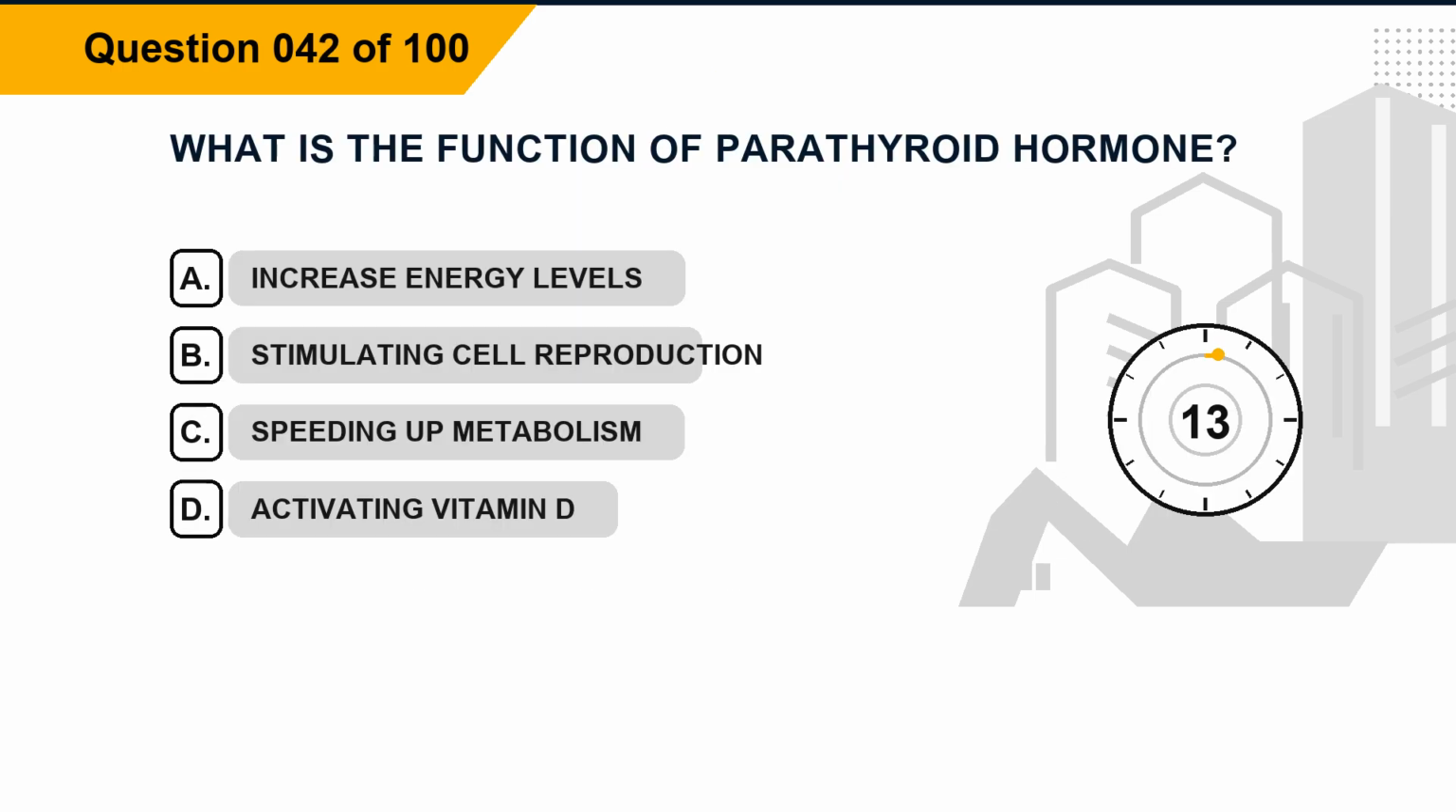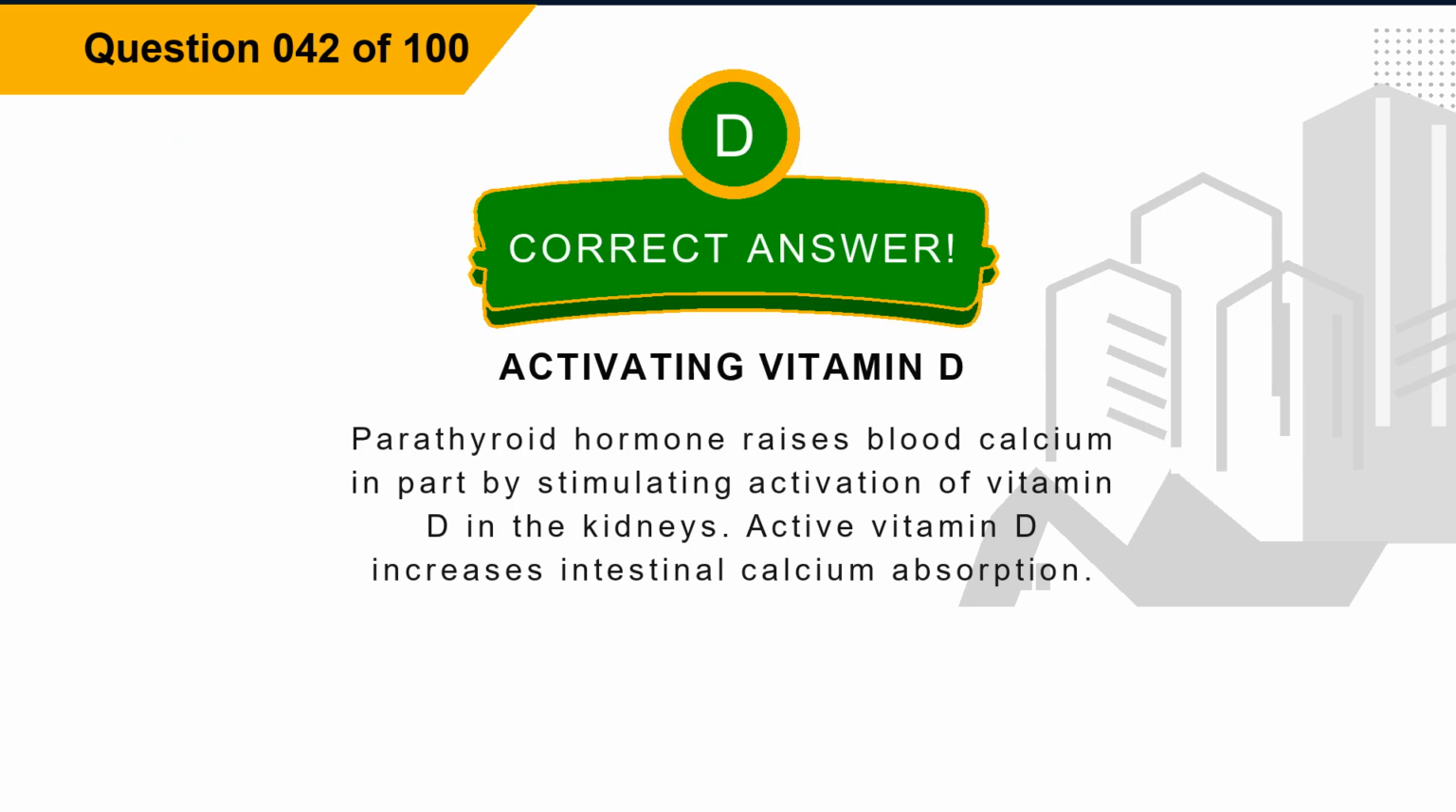Question 42. What is the function of parathyroid hormone? Option A, increase energy levels. Option B, stimulating cell reproduction. Option C, speeding up metabolism. Option D, activating vitamin D. The correct answer is option D, activating vitamin D. Explanation. Parathyroid hormone raises blood calcium in part by stimulating activation of vitamin D in the kidneys. Active vitamin D increases intestinal calcium absorption.